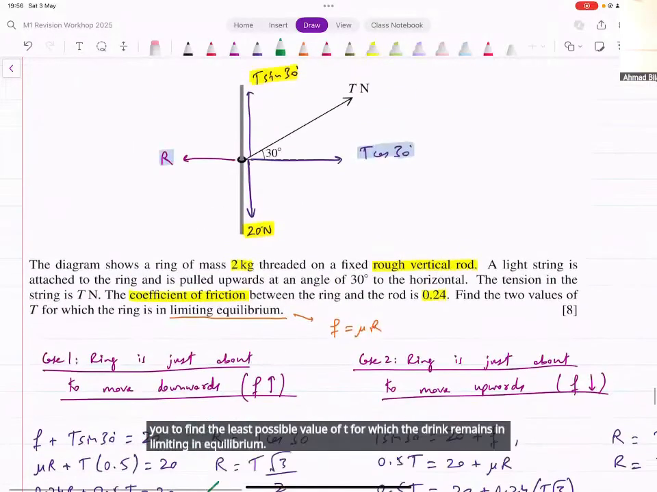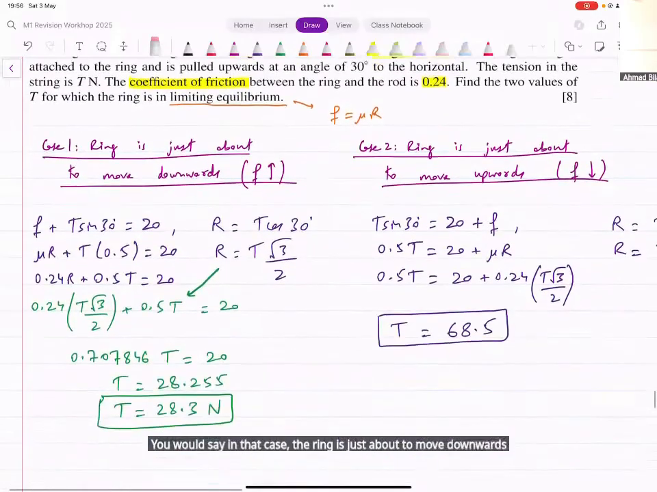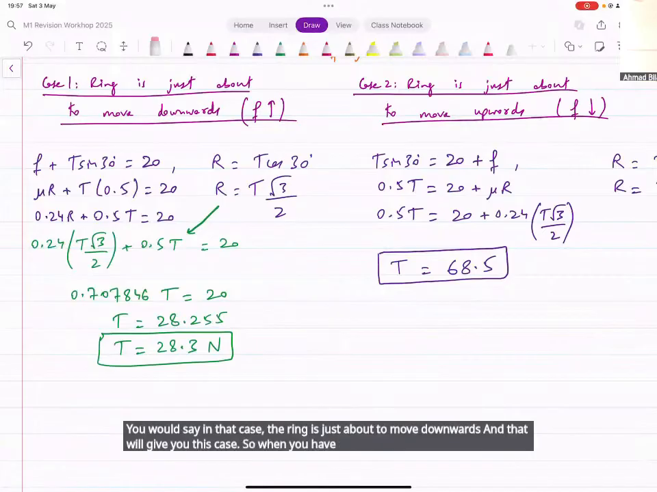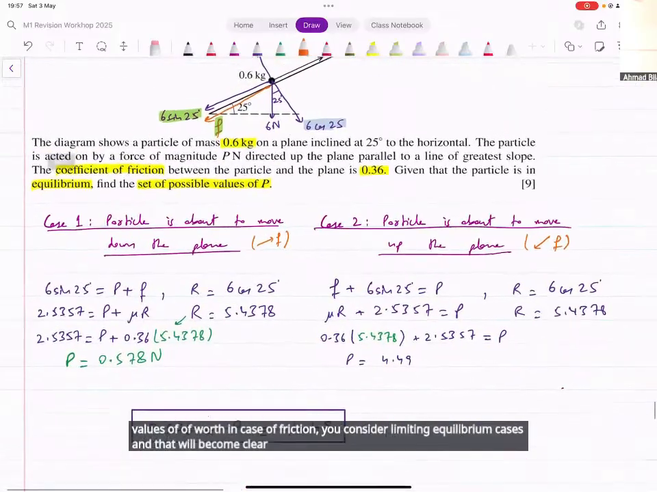You would say, in that case, the ring is just about to move downwards, and that will give you this case. So when you have to find greatest or least possible values of a force, in case of friction, you consider limiting equilibrium cases, and that will become clearer in this example as well, in the next examples.